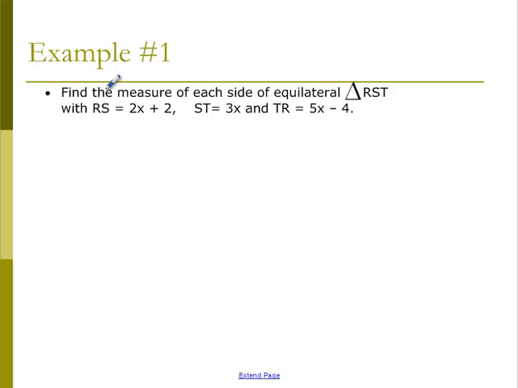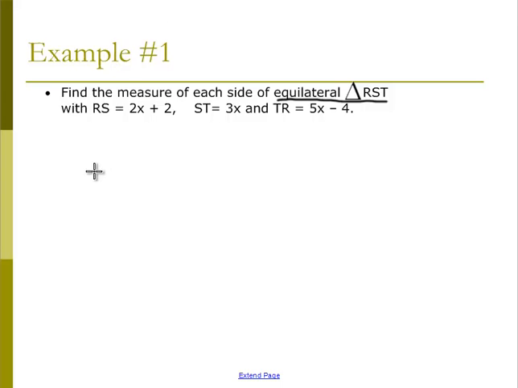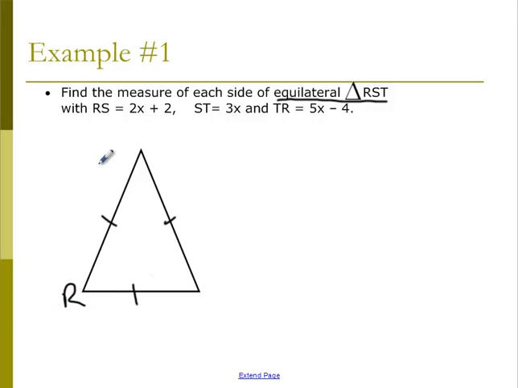So let's take a look at this. Find the measure of each side of equilateral triangle RST. So equilateral, let's re-underline that so it actually underlines it. Equilateral triangle RST. Let me find an equilateral triangle in here. Here it is. We're going to pretend that's equilateral because it actually isn't. But equilateral tells me that all three sides are the same. I need to label it. Let's call this R, S, and T.